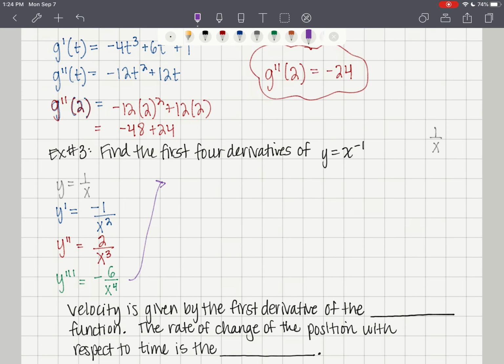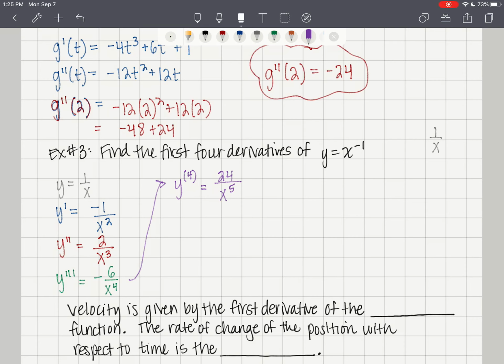And then our fourth derivative, remember we need to put that parentheses around our fourth derivative, is equal to a positive 4 times 6 is 24 over x to the 5th. And there's our 4 derivatives.